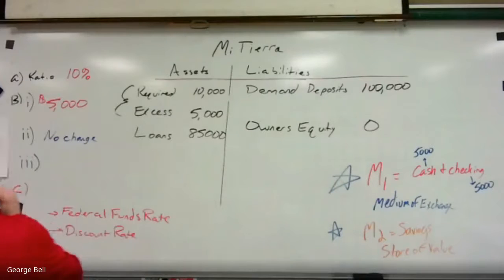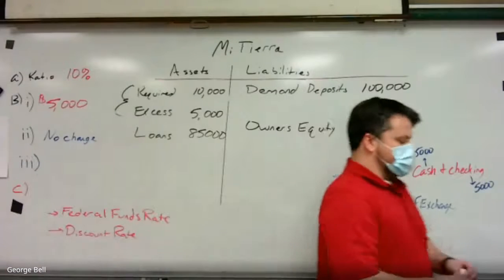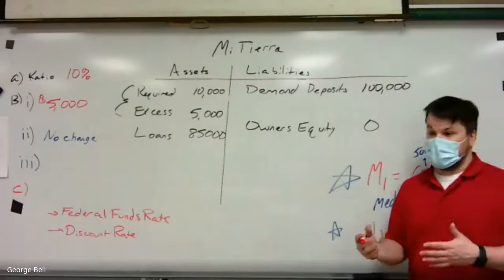So finally, we get to B3. This is where it actually gets a little difficult. B3 says, as a result of the withdrawal, what is the new value of excess reserves on the balance sheet for Me Tierra Bank based on the reserve requirement in A? Okay. So here's what we have to do in order to answer this.